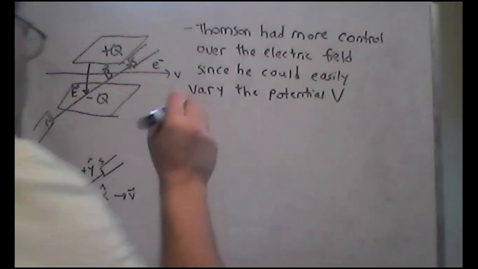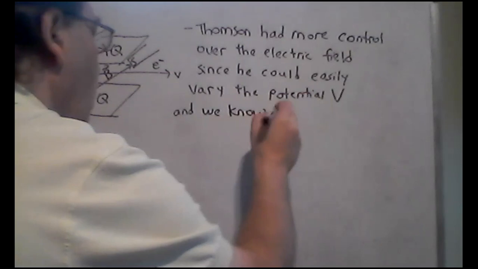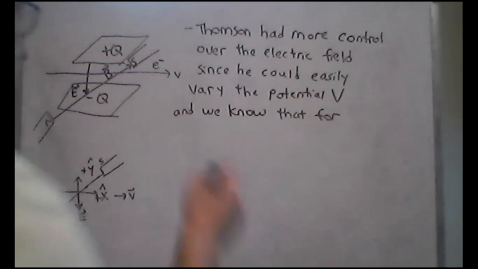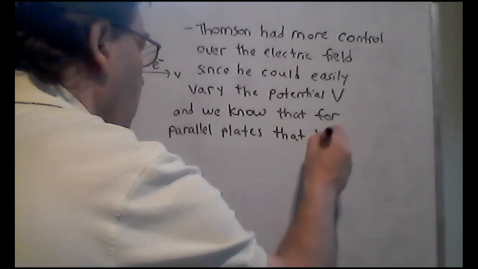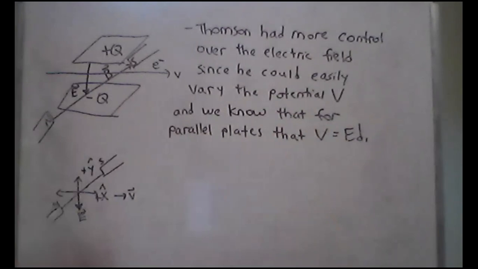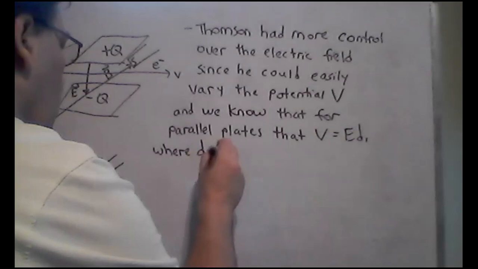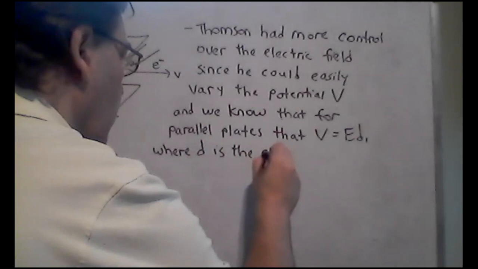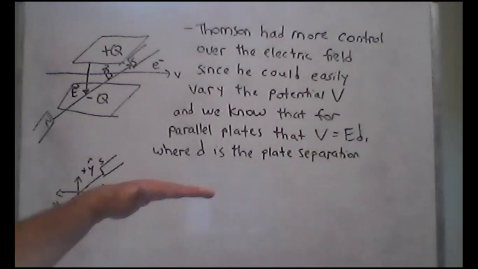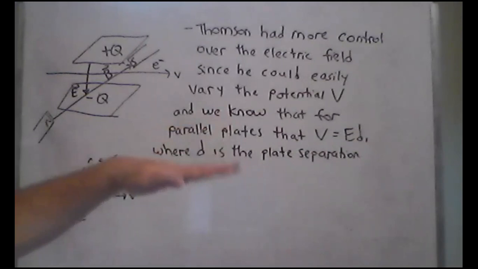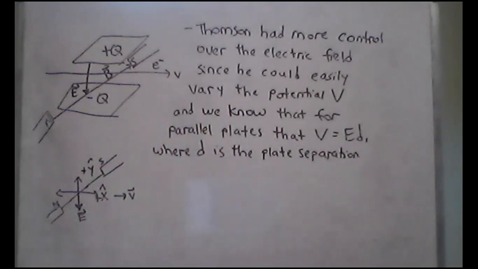Right, potential V, and we know that for parallel plates, and this is all stuff we've already studied, V equals E d, where d is the plate separation. We can control that too. But what Thomson is going to control is the voltage. With nice, easy changing of the voltage, you can watch the cathode ray go straight or deflect up or deflect down. As you change the voltage, the cathode ray changes with you. You have complete control over this.